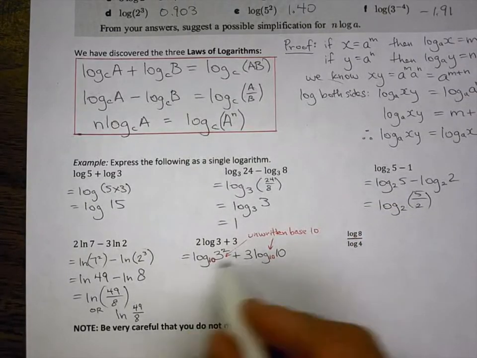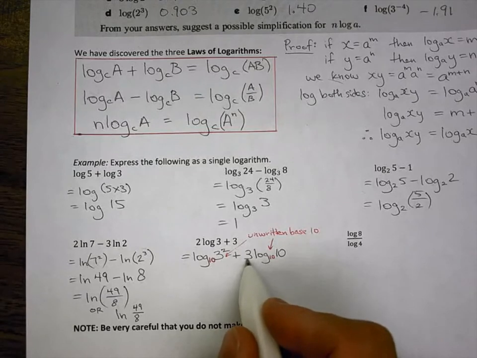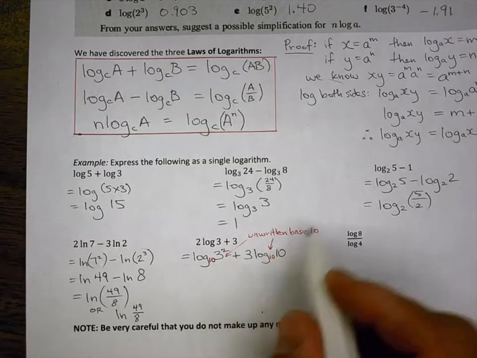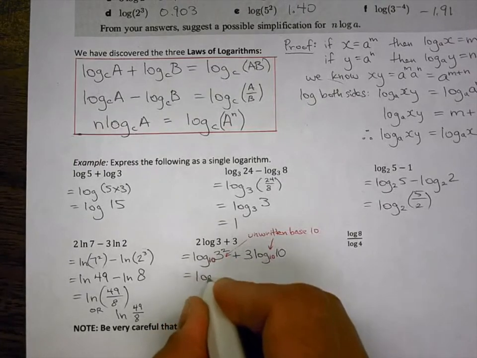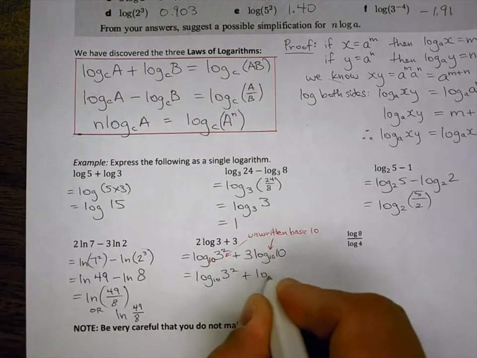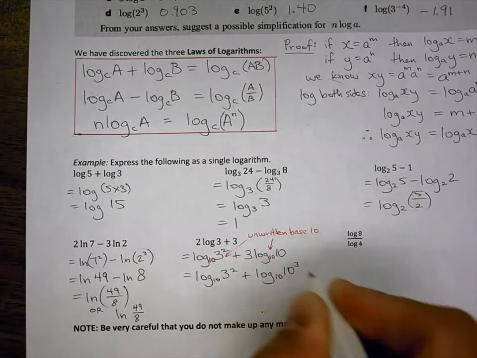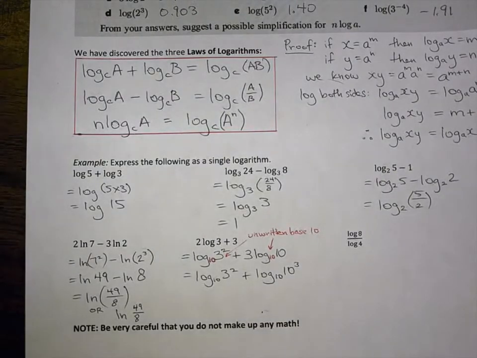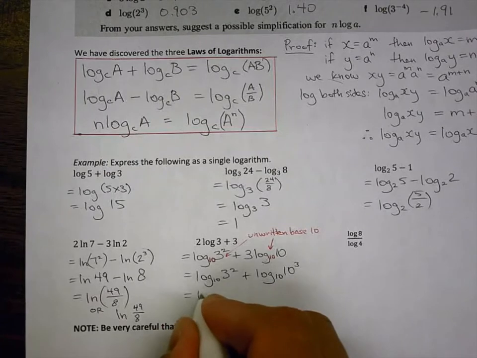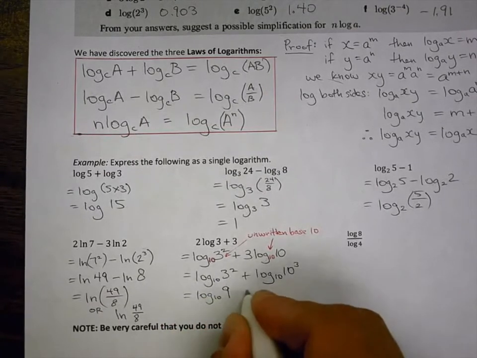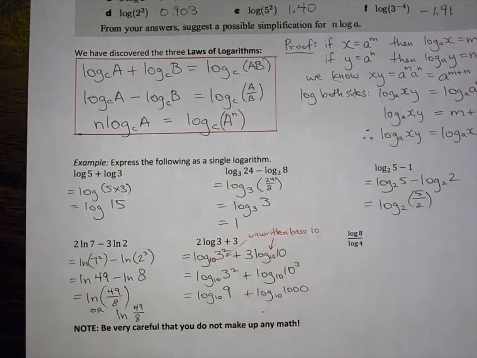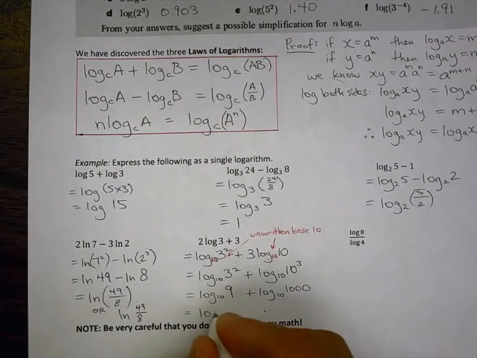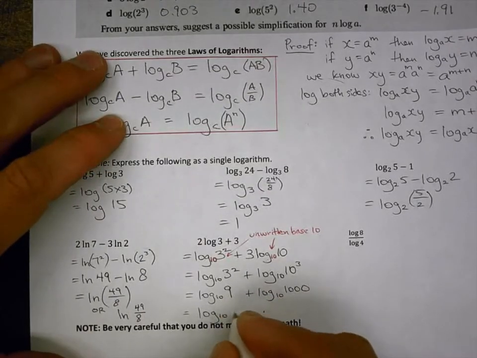Now, I can't yet do anything because I have this constant here, but I can get rid of this constant by moving it up. And again, this log 10 base 10 is just 1, so this is 3 times 1. Now, because of my log laws, I'm not making up any math when I do this. And before I multiply these numbers together, I can clean them up. This is log base 10 of 9, plus log base 10 of 1,000. Now, when two logs with the same base are being added together, you can just multiply the arguments. So this is log base 10 of 9,000.